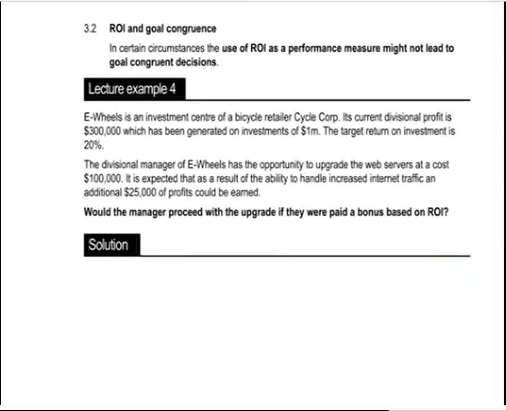Over the page, we're given a word of warning. ROI might not result in goal congruent behaviour. We need to think about what we mean by goal congruent. That's a term that's used a lot in management accounting. It's a real focus, making sure that all parts of the business are pulling in the same direction, working towards the same set of fundamental goals. So why would ROI result in decisions being taken that weren't in the best interest of the business as a whole, weren't focused on these same objectives? Let's have a look at lecture example 4 and see if that gives us some clues.